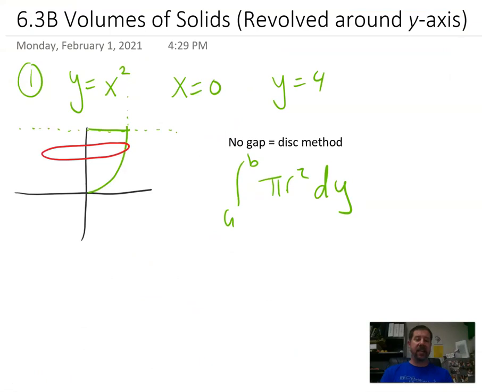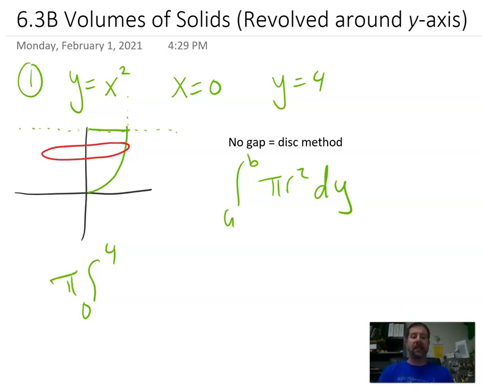All right, so we have our setup. We're using the disk method, the integral from a to b of pi r squared dy. But now, again, we need everything in terms of y. So my limits in terms of y: I'm starting at 0 on the y-axis, and I'm going up to 4. So the limits for this problem go from 0 to 4. Pi, probably getting used to this now, I can put on the outside. We always pull it out anyway.